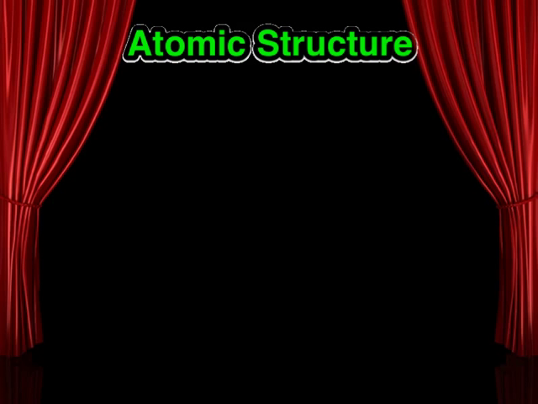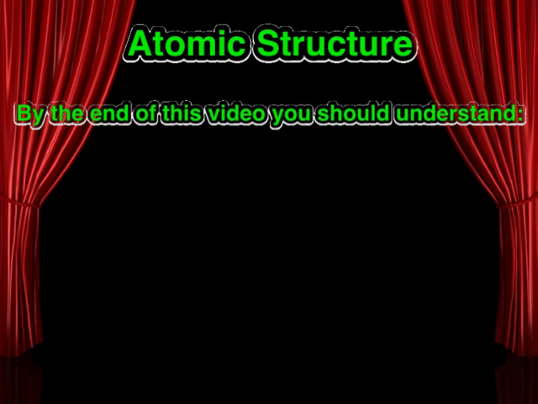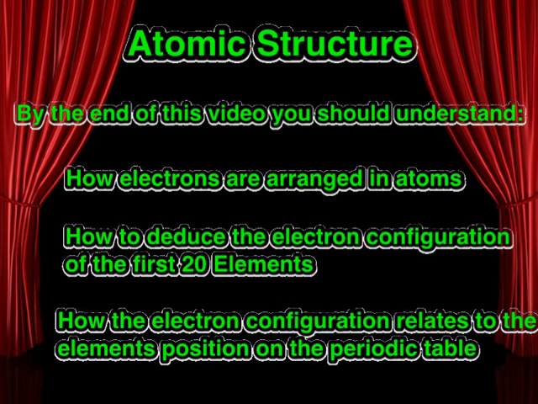Okay, so we are carrying on with atomic structure in this lesson, and by the end of this video, you should understand these three objectives. We're going to look at how electrons are arranged in atoms. You should be able to deduce the electron configuration of the first 20 elements, and we should know how the electron configuration relates to the position of the element in the periodic table.